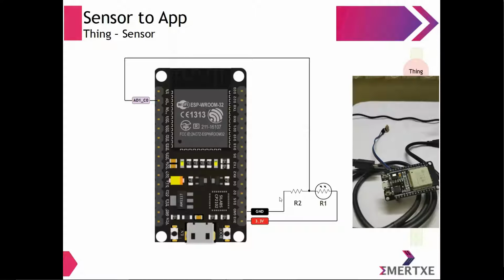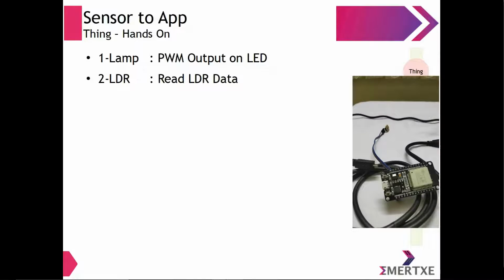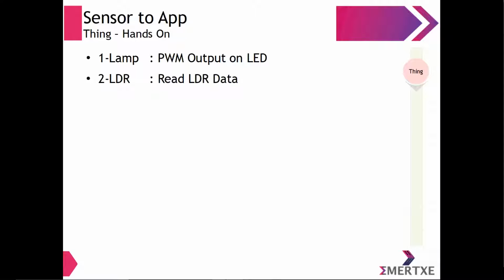And let's proceed to the next part of our hands-on. First, let's see the PWM output on an LED, and then let's see the LDR reading. These are the two major things we'll be doing on the hands-on side. Let's switch to the hands-on side.